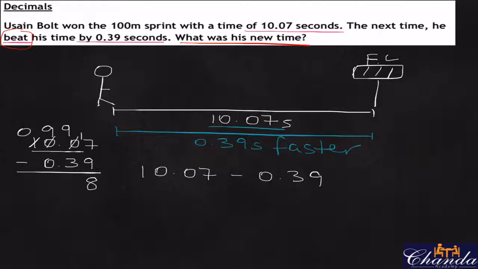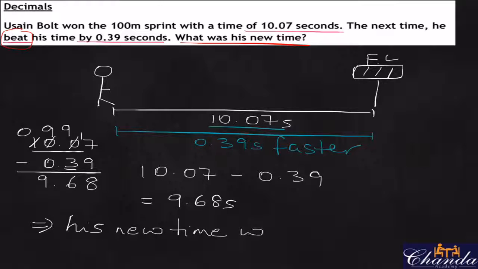Then it becomes 9 take away 3, which is 6, decimal point. 9 take away 0, which is 9. So 10.07 minus 0.39 is 9.68 seconds. So what was his new time? Therefore, his new time was 9.68 seconds. As we can see, it is obviously faster than when he did 10.07 seconds. Let's have a look at the next question.